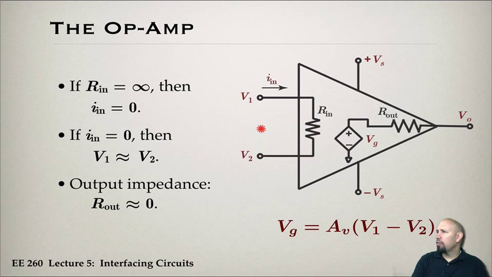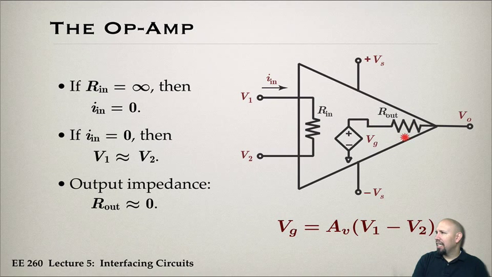So we have the two terminals, V1 and V2. The input impedance, we've said, is basically infinite. It's very large. If we have infinite input impedance, that's basically an open circuit, which means no current can flow through here, so I_N is 0. If I_N is 0, then there can be no voltage across this resistor, and that means V2 is basically equal to V1.